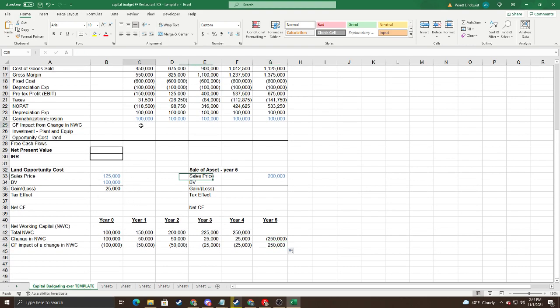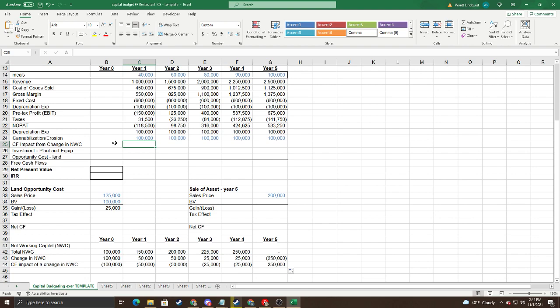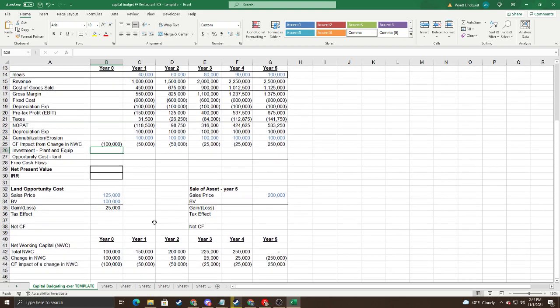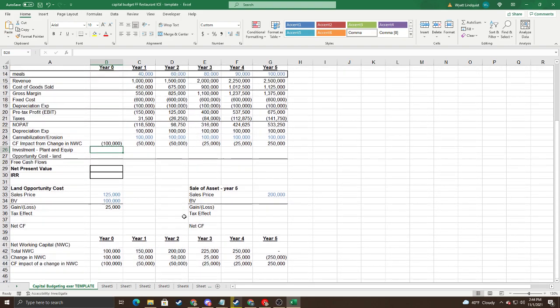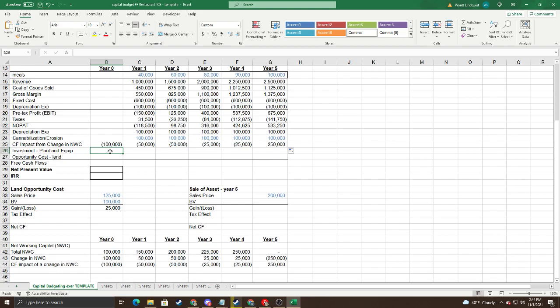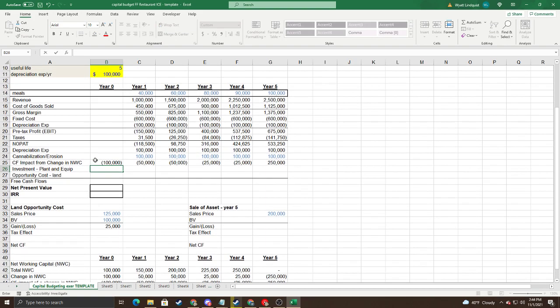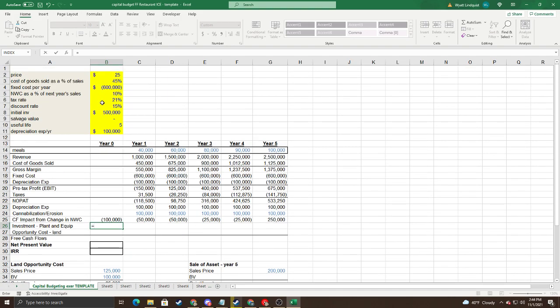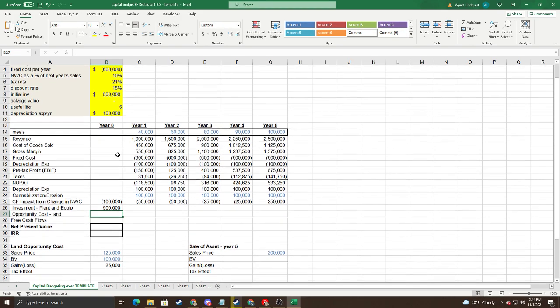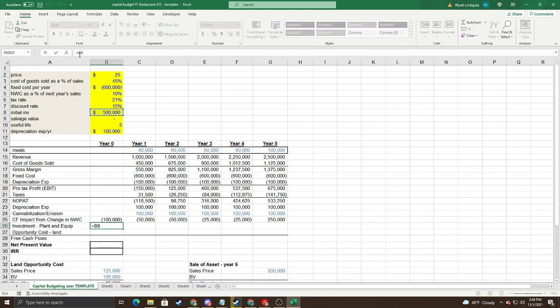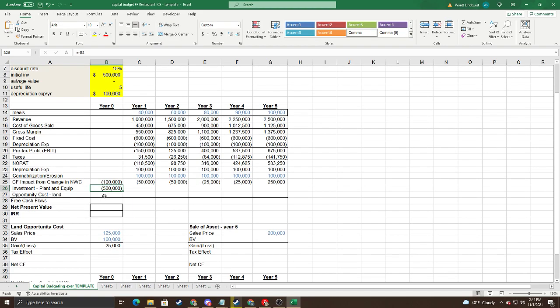And all we're going to do now is just set the cash flow impact equal, and then we're going to copy it all the way across. So that's our cash flow impact. Now we're going to get into kind of these special cases. So our investment in plant and equipment. At the very beginning, the investment in the equipment is going to cost us the $500,000, and that's actually going to be negative. So we'll just make it negative right there.